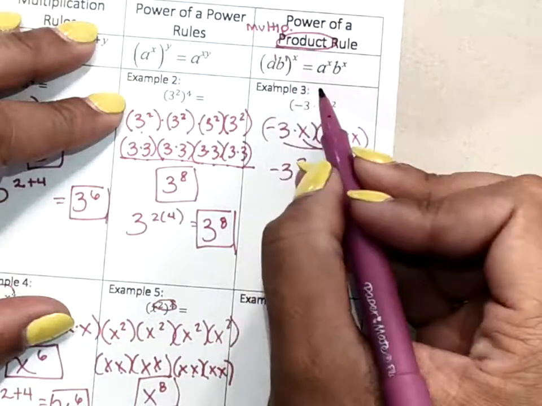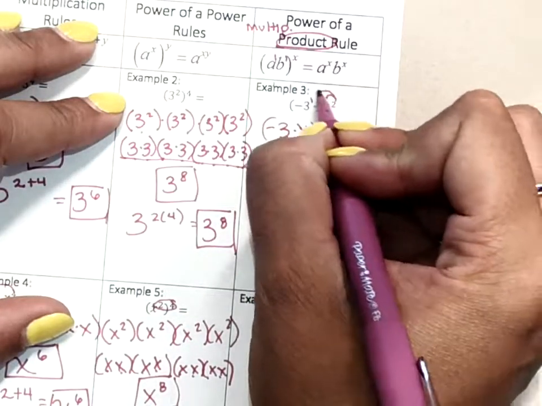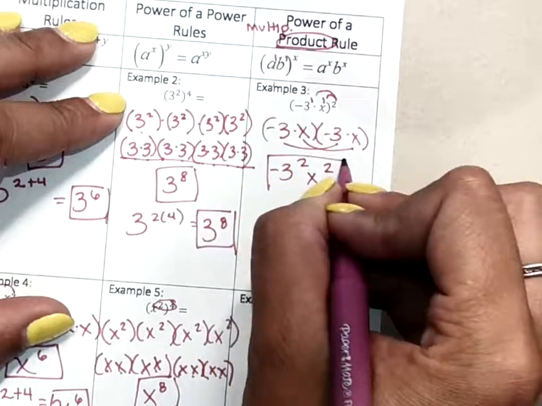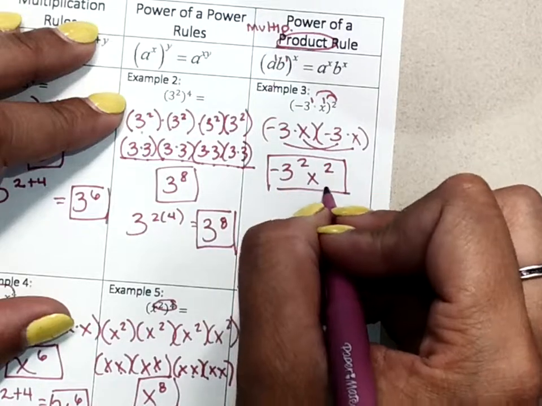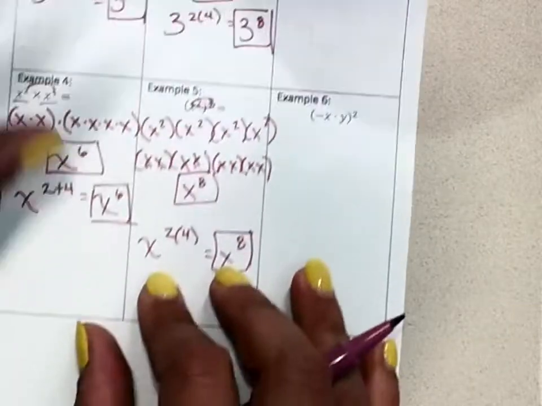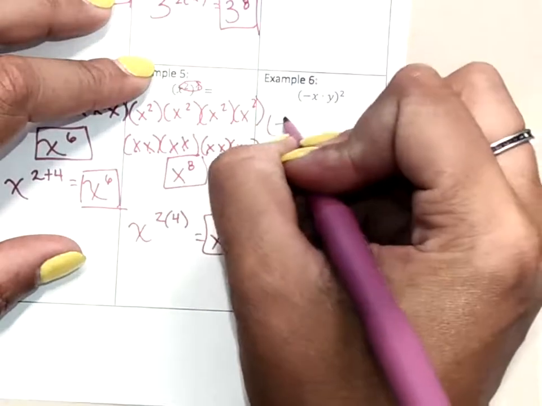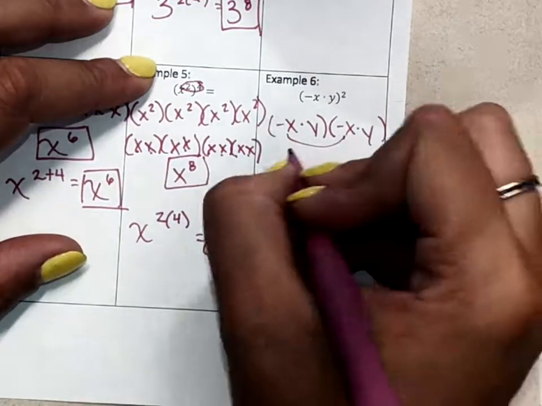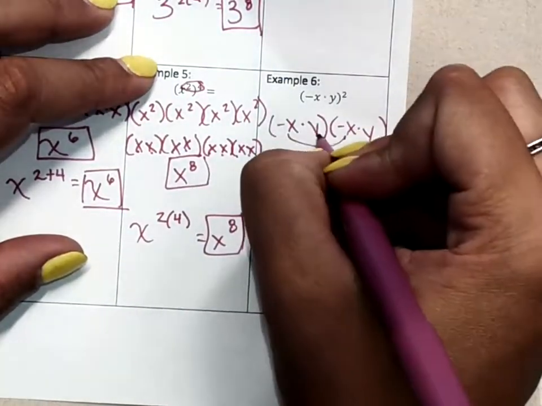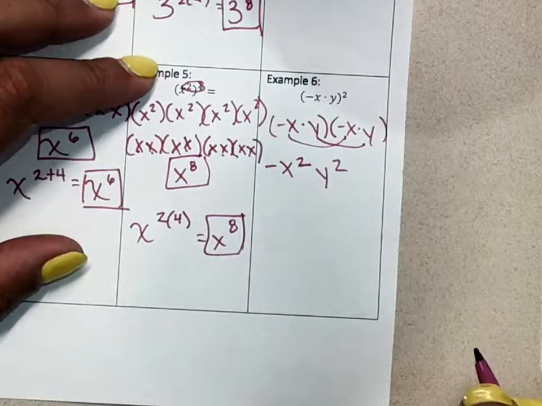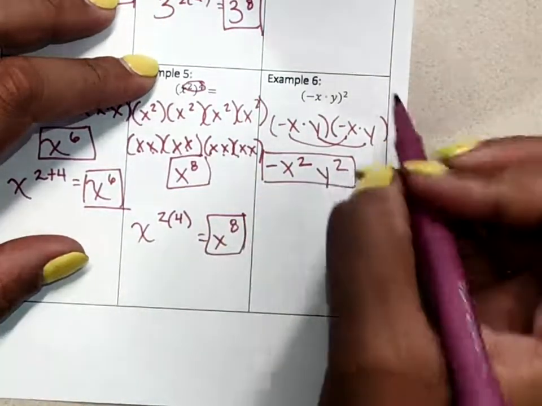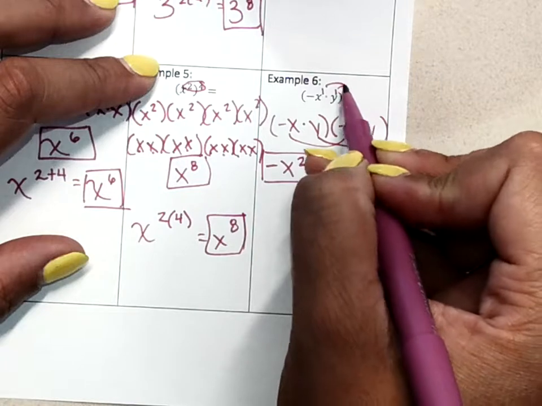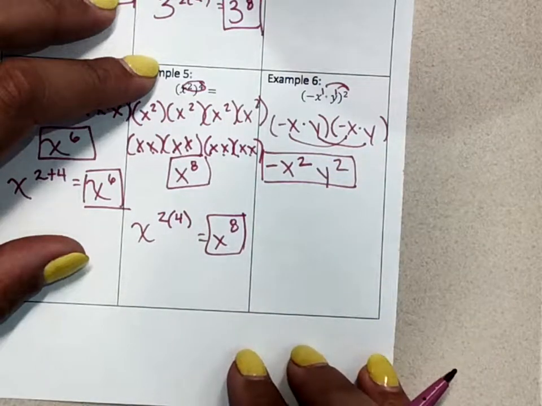If we wanted to follow the rule, we would distribute 2 to both of the 1's, and I know that 1 times 2 is just going to be 2 for both of them, so we would still get negative 3 squared, x squared. Same goes for variables. I'm going to expand this by writing it twice. We have two negative x's, so that'll be negative x squared. We have two y's, so that'll be y squared. But again, we could also distribute the 2. 2 times 1 is 2. 2 times 1 again is 2, and we'd get the same answer. You can do either way.